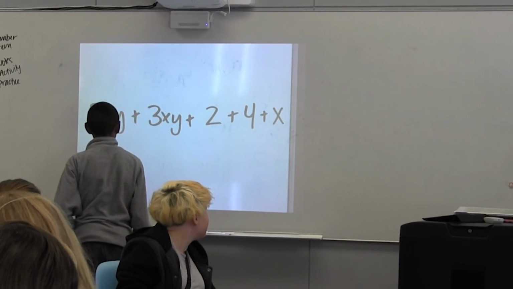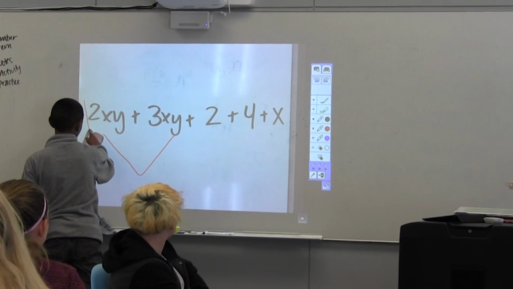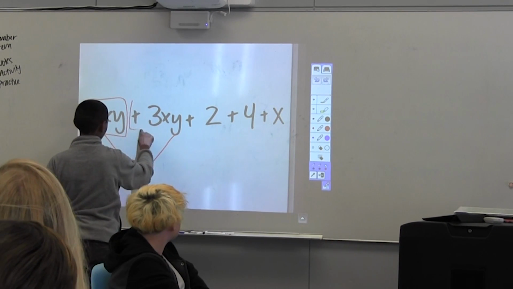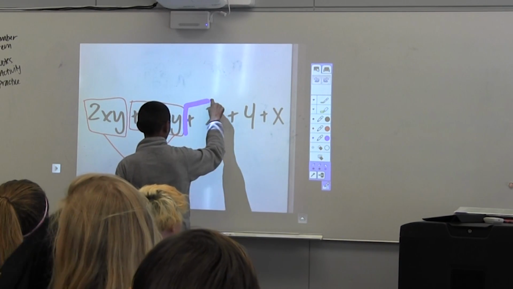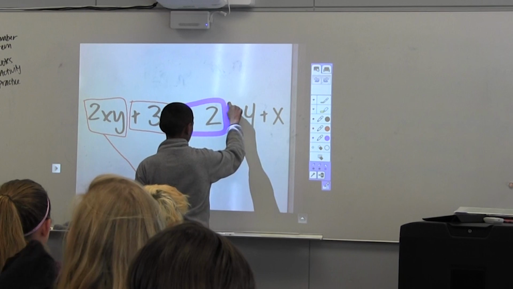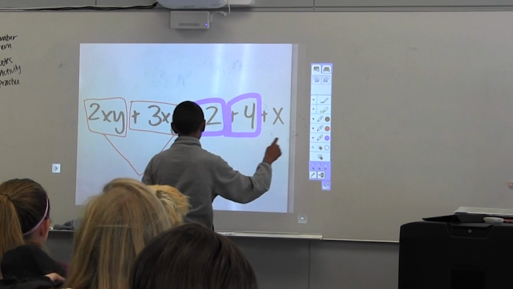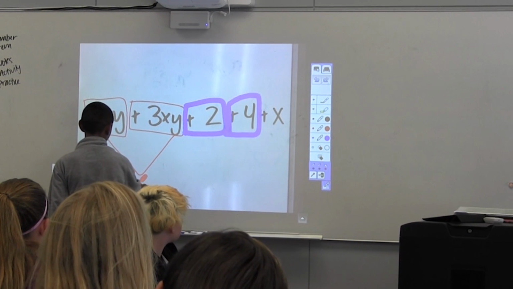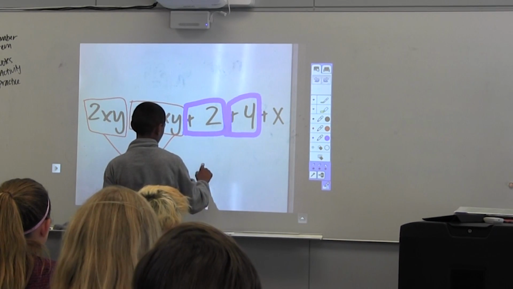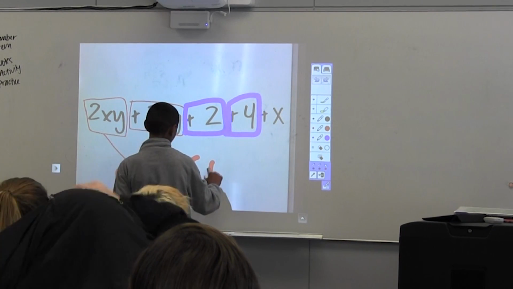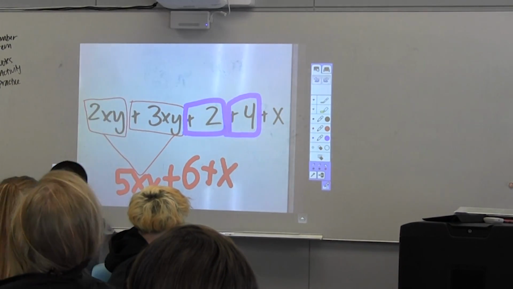So I also want to make sure. Can you box the terms for us first? Okay, so he sees that 2xy and a positive 3xy are like terms. Positive 2 and positive 4 are also like terms. So 2xy and 3xy add up to 5xy. 2 and 4 add up to 6. Then you're left with x. Good. So that's as far as you can go. 5xy plus 6 plus x.